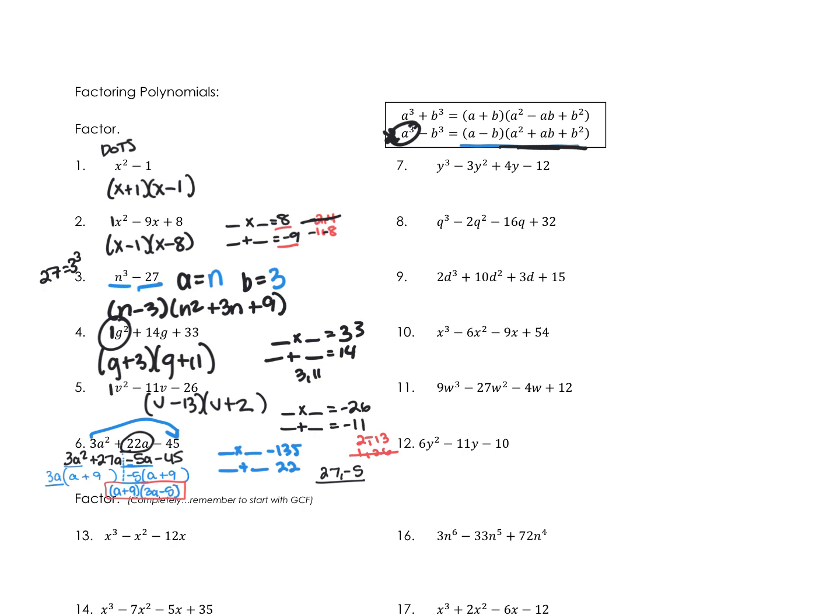All right, let's go up here to number 7. Here we have 4 terms, so we know we're going to factor by grouping. We could check for a GCF first, but there isn't one here. On the left-hand side, we have a y cubed and a y squared, so the greatest common factor is y squared. There's no number. When I pull that out of y cubed, that leaves me with 1 y. When I pull y squared out of the second term here, that leaves me with a minus 3.